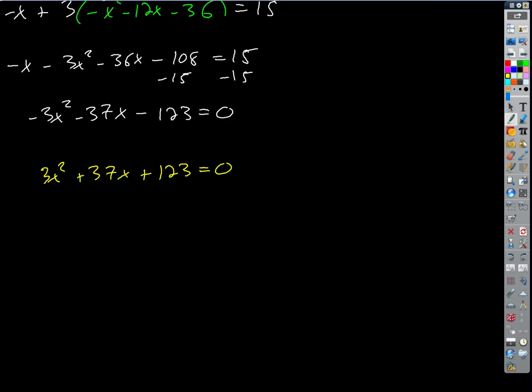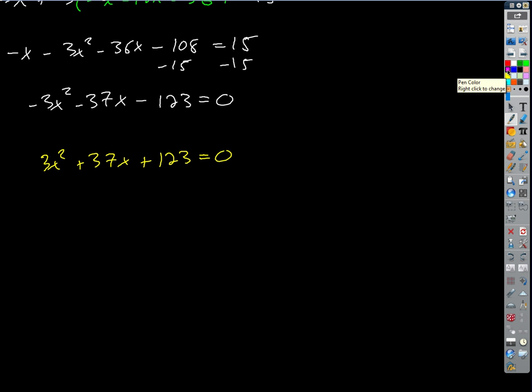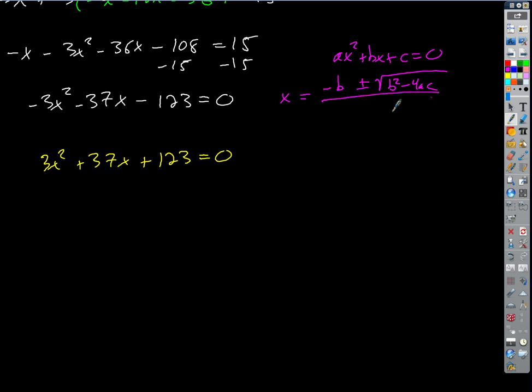So clearly, this quadratic equation is the nastiest kind. This is the kind where we're going to have to use the quadratic formula. There are no patterns, we can't factor it. So remember, if we have something of the form ax squared plus bx plus c equals 0, x equals negative b plus or minus the square root of b squared minus 4ac, all over 2a. Very nice. So now we could plug into that.